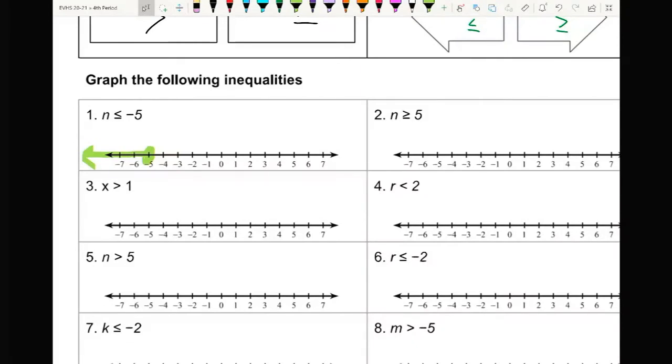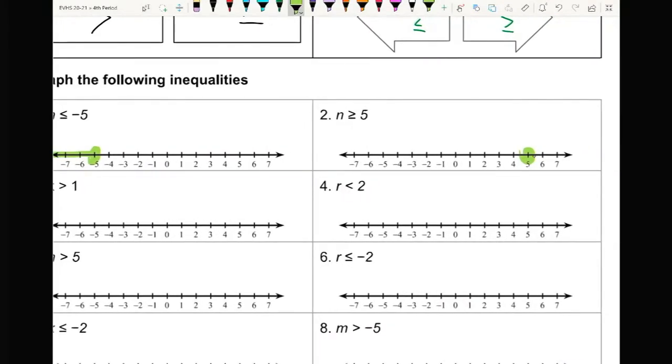For number 2, n is greater than or equal to 5. Well, open or closed? Closed. And then when n is greater than, we go right.